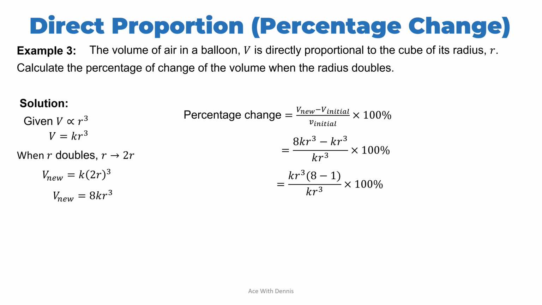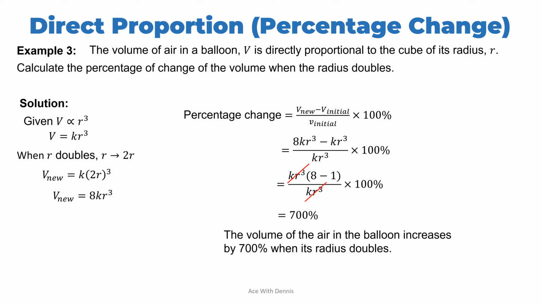Then we factorize the kr cubed. It becomes kr cubed times 8 minus 1 over kr cubed times 100%. Then we cancel the kr cubed, and the value becomes 700%. So the volume of the air in the balloon increases by 700% when its radius doubles.